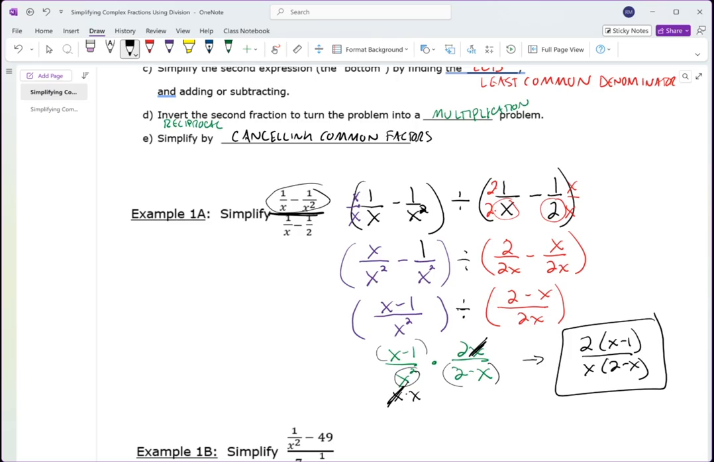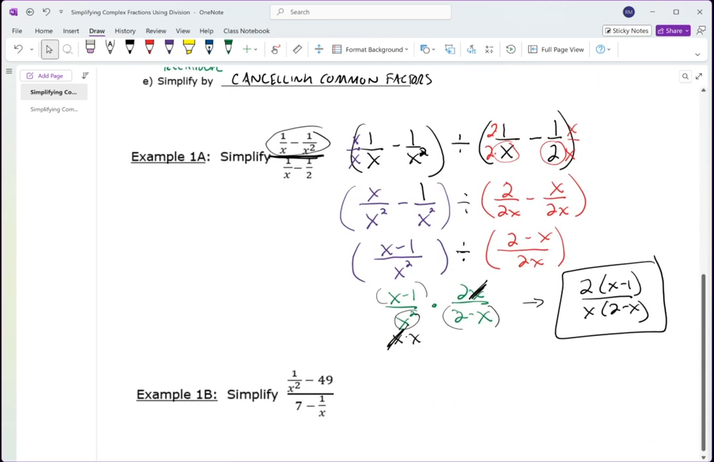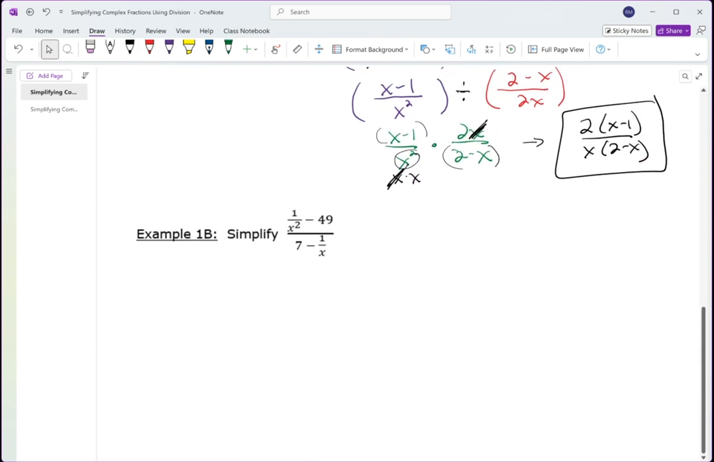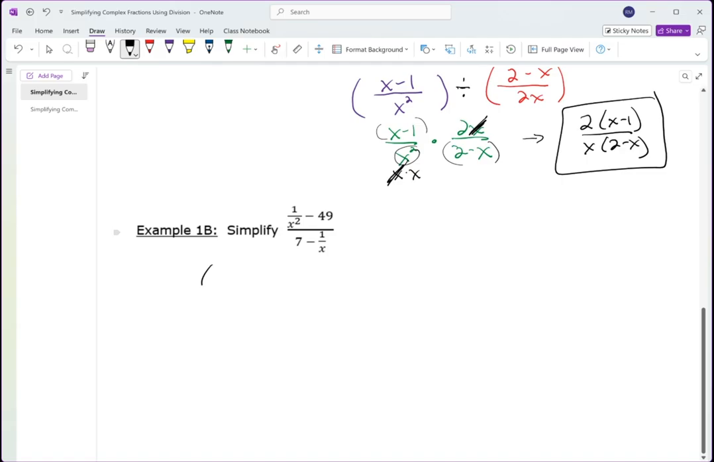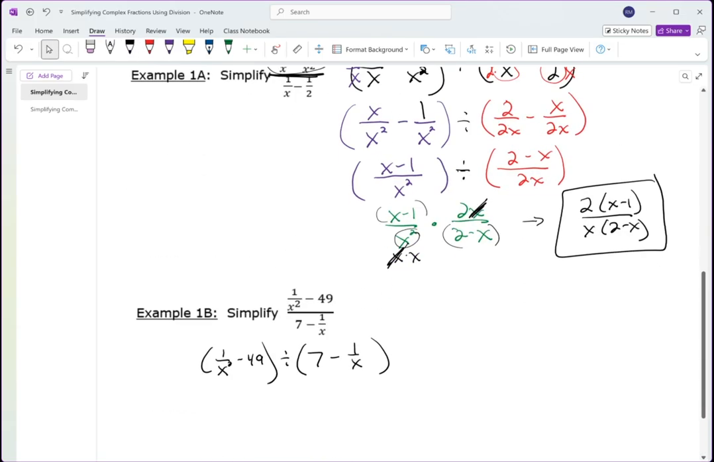In the next video, we'll talk about how to do this in a different way. But let's go ahead and get a little bit more practice here. So if you remember, the first thing we're going to do is rewrite this as a division problem. So I'm going to rewrite this as 1 over x squared minus 49 in parentheses, divided by, and then in parentheses, 7 minus 1 over x. I'm going to try and color code the same way here.